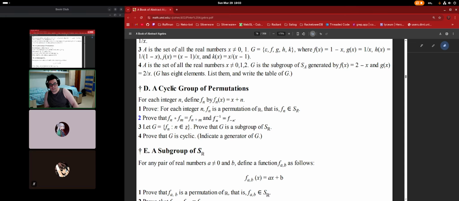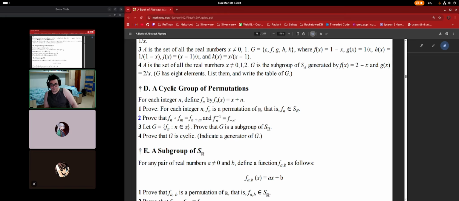Oh, wait, so it's not just that the neutral element is 0. You also have to care about f of 0. That's what you're saying. Yeah, f of 0 is the neutral element of this group using f of n as the elements, which is the group we make on exercise D3, right? Let G be that. Prove that G is a subgroup of S of R. Yes. Prove that G is cyclic and indicate the generator of G.